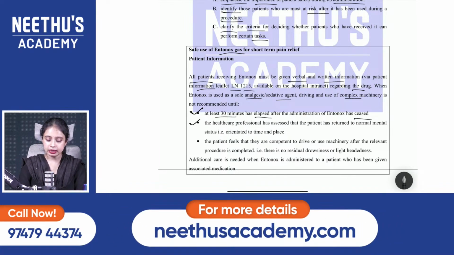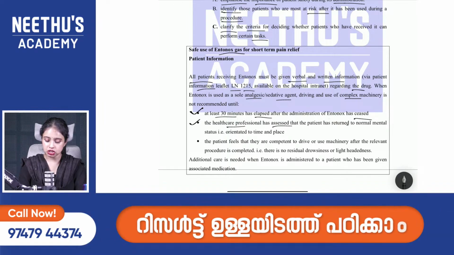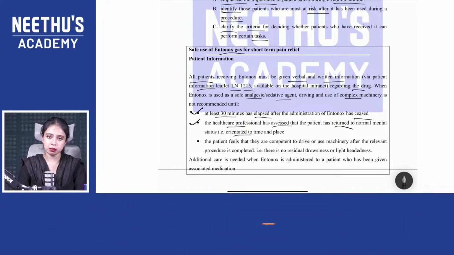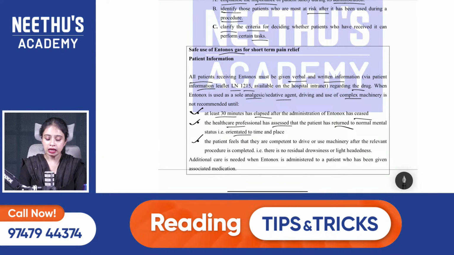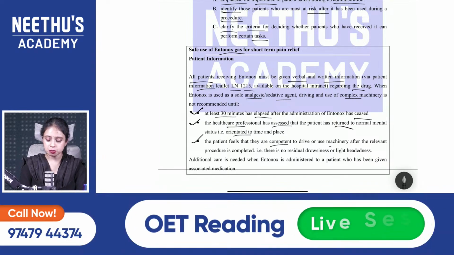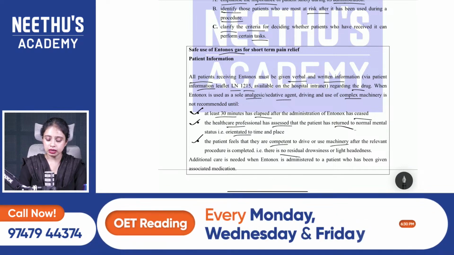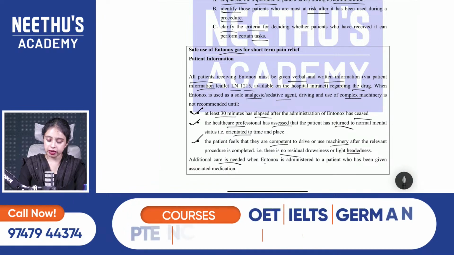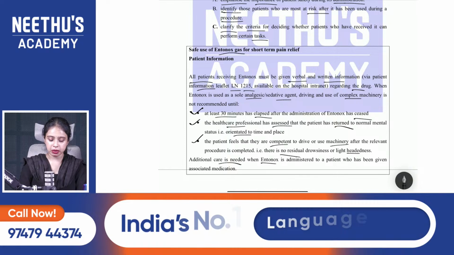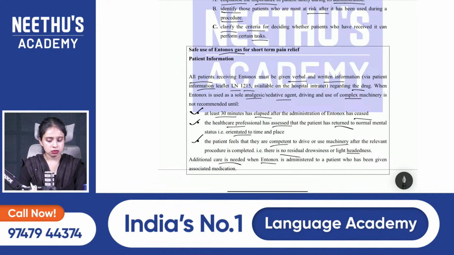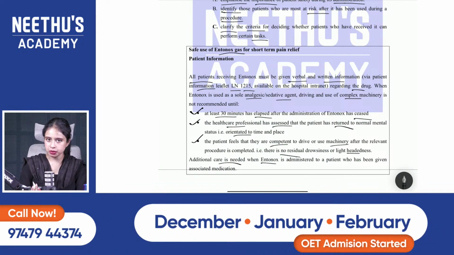Then the next one, the healthcare professional has assessed that the patient has returned to normal mental status, that is oriented to time and place. And the last one, the patient feels that they are competent to drive or use machinery after the relevant procedure is completed. That is, there is no residual drowsiness or lightheadedness. Additional care is needed when Entonox is administered to a patient who has been given associated medication. So that is all about the Entonox gas administration mentioned here.